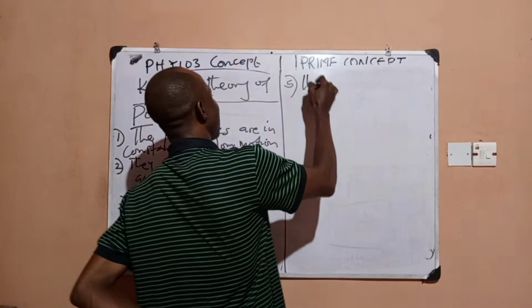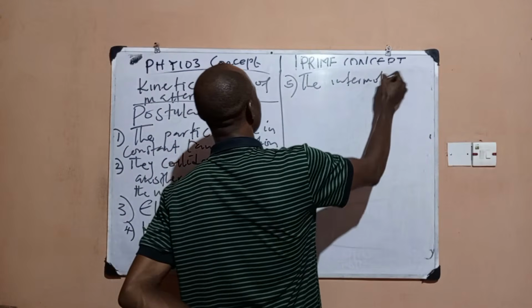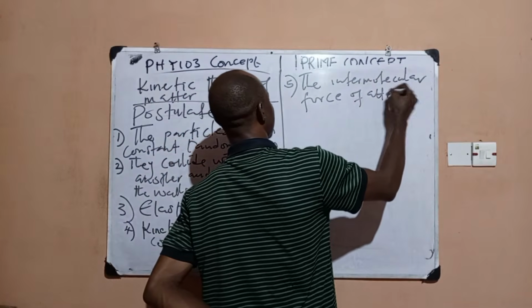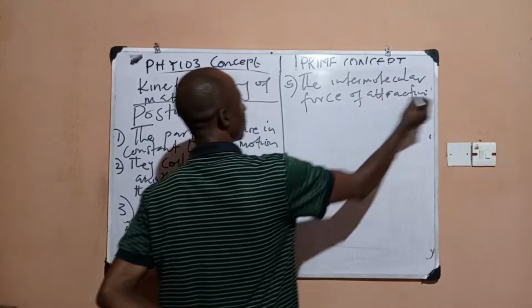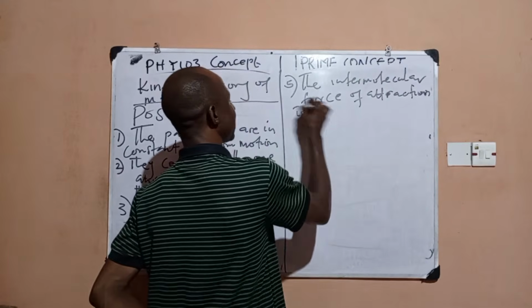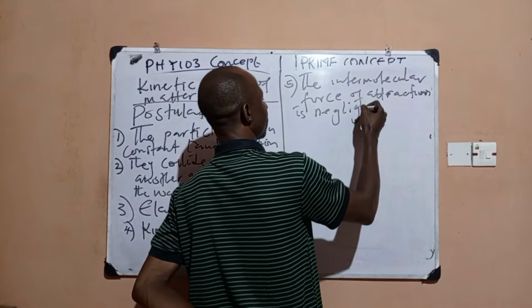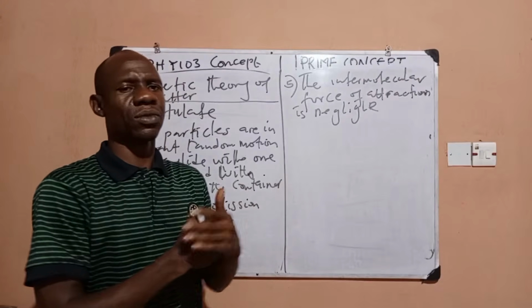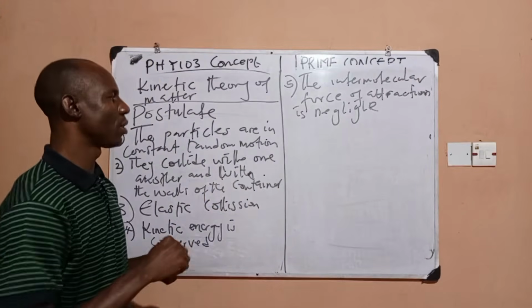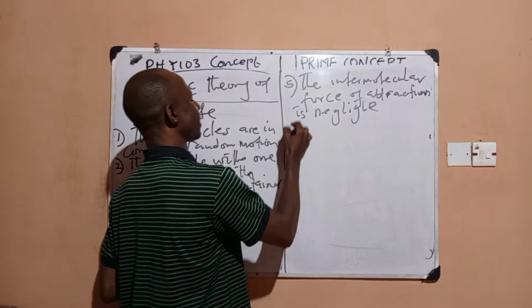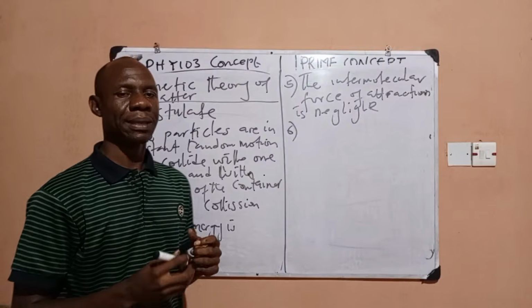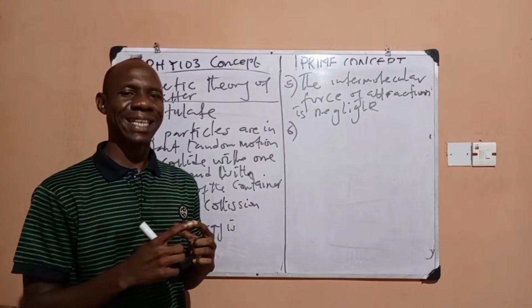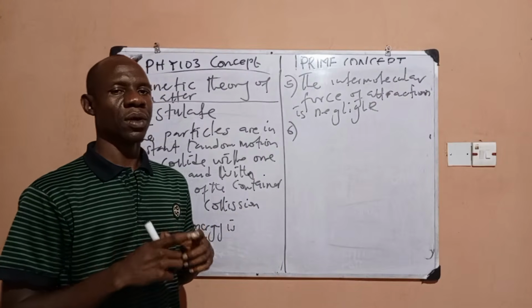Number 5 assumption or postulate is that the intermolecular force of attraction is negligible. That is to say, the force that attracts the particles and keep them together is very small, it's negligible. Number 6 is that the particles of the gas, the volume of each particle is negligible compared to the volume of the container.